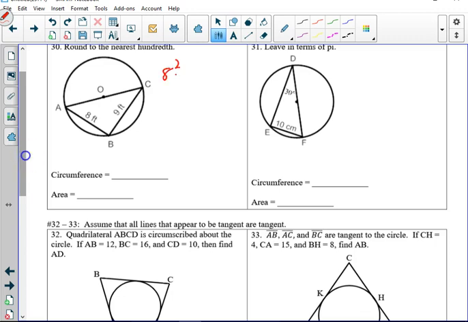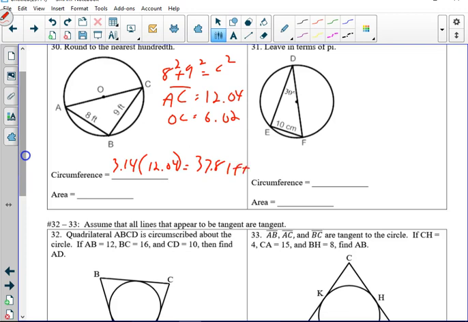We need to find the diameter. 8 squared plus 9 squared equals c squared. AC is 12.04. 81 plus 64, square root, 12.04. Which means OC, or the radius, is 6.02. The circumference is pi times diameter, which is 37.81 feet. And the area is pi r squared, which is 113.79 square feet.